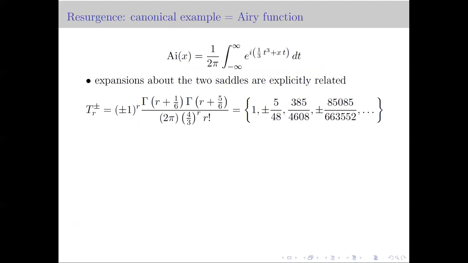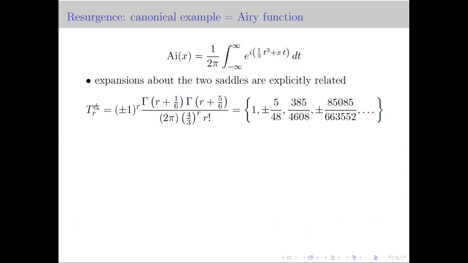Let's go back to Airy again. So the action functional is cubic. So there are two saddle points. And it's a simple enough integral. This is, of course, just a simple Bessel function. So we know the expansion coefficients around these two saddle points. They're just given explicitly here. And here are the first few terms.